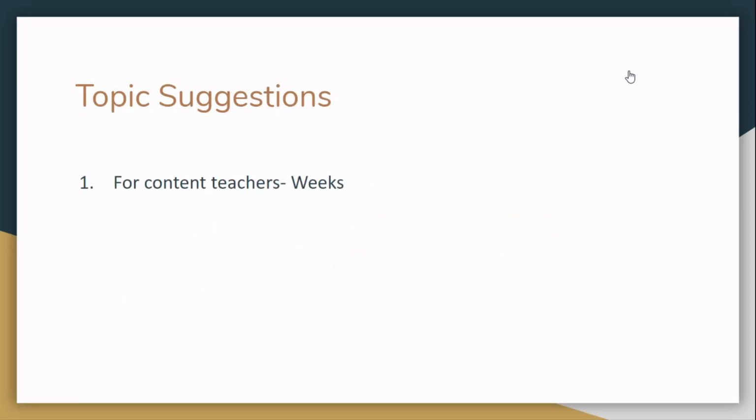Topic suggestions. For content teachers, so secondary teachers, or if you're teaching just simple content at elementary school, I'd advise you to just do it in weeks. It's a lot easier. So, like a week 1, week 2, week 3, week 4. That way, you can tell them which week they should look. And when you want them to study, you could say, this unit goes from week whatever to week whatever. And then that way, they can go back and look at all that.